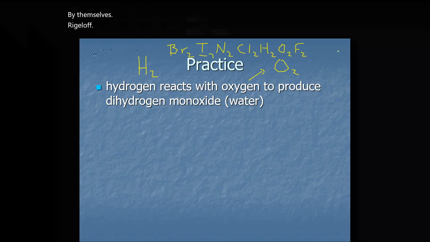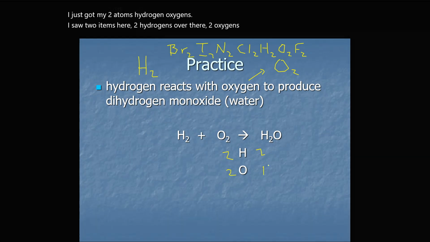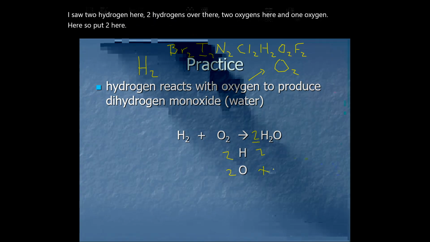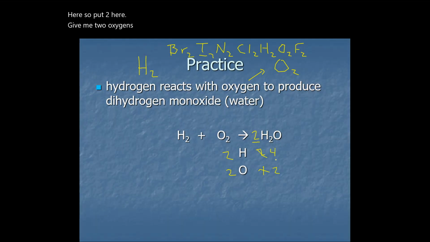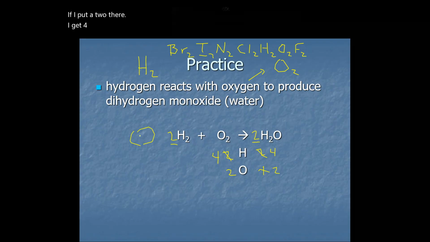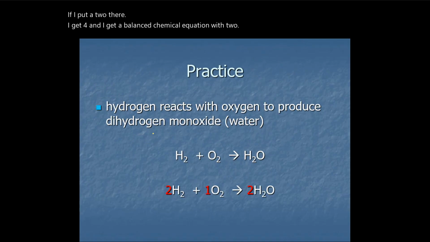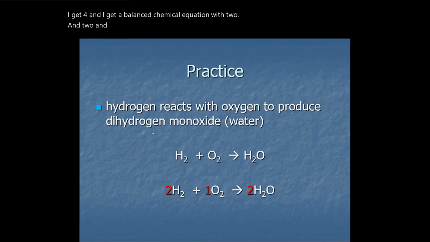So if I start with the non-balanced equation, and I just count my atoms, hydrogen and oxygen. I start off with 2 hydrogens here, 2 hydrogens over there, 2 oxygens here, and 1 oxygen here. So I'll put a 2 here. Gives me 2 oxygens, but I've also messed up my hydrogens, but that's okay. If I put a 2 there, I get 4, and I get a balanced chemical equation with 2 and 1 and 2 being my coefficients.